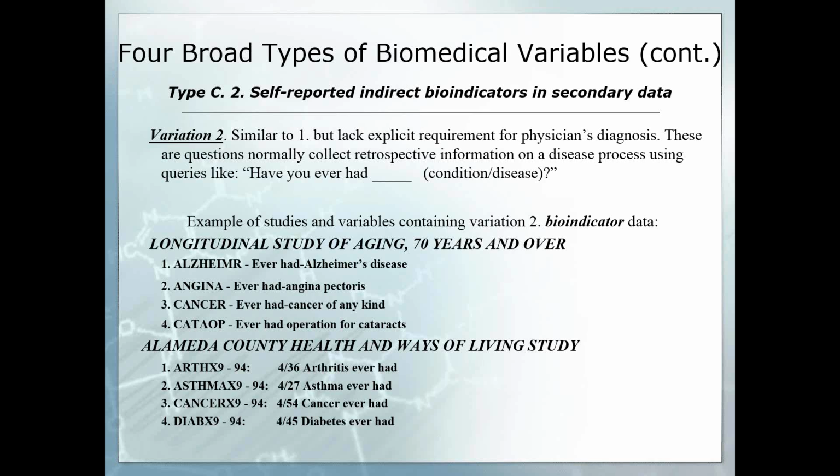These questions collect retrospective information on disease process using questions like, have you ever had? And again, we have numerous examples of these within the ICPSR collections. Longitudinal study of aging, for example, ever had Alzheimer's disease, which I find to be a fascinating question as an aging researcher, but it's a question in the study. Ever had cancer? Ever had an operation for cataracts? Similarly, the Alameda study, arthritis, ever had asthma, ever had cancer? These are just retrospective questions.